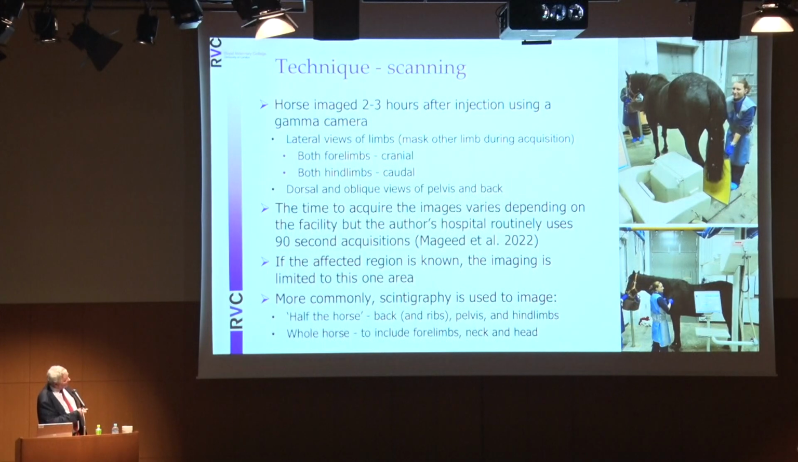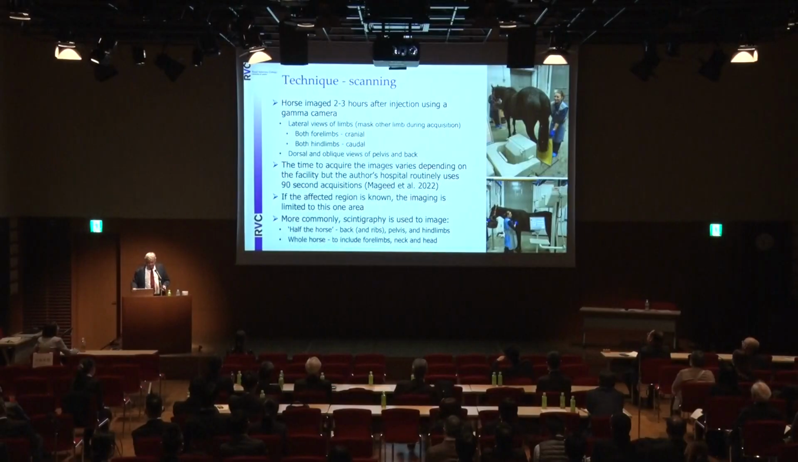If the affected region is known, then the imaging is restricted to this one area. But more commonly, we are using scintigraphy as a screening technique, and so use greater areas of the horse, either half the horse or the whole horse. We try and avoid this, though, to minimize exposure to our personnel.